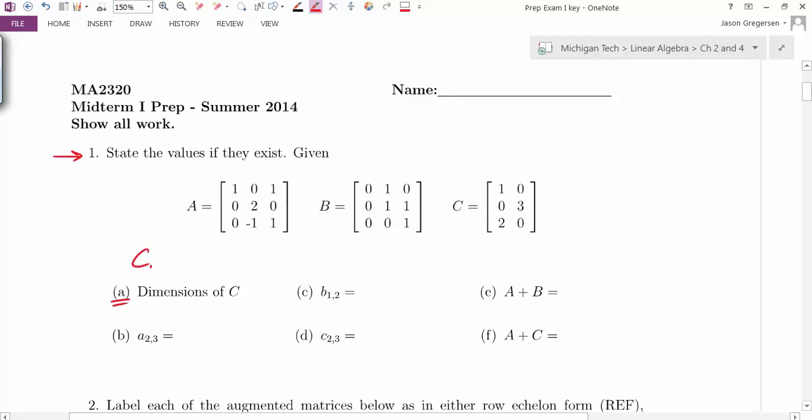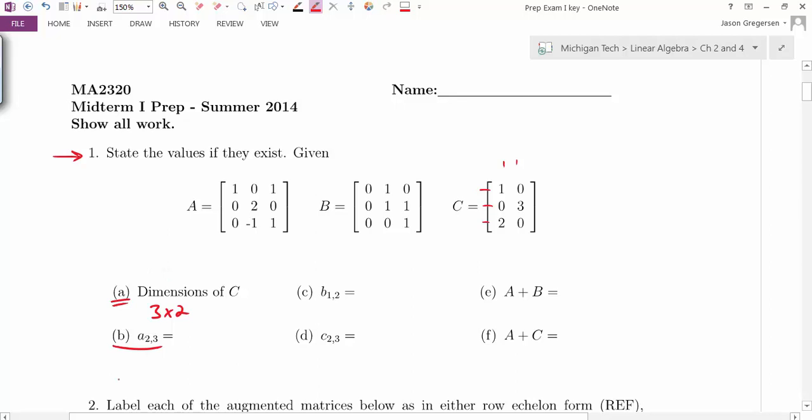Well, we would say C is an m by n matrix, where m is the number of rows, so that's 1, 2, 3 rows, and n is the number of columns, 1, 2. So it looks like C is a 3 by 2 matrix. Next we'll go on to B.